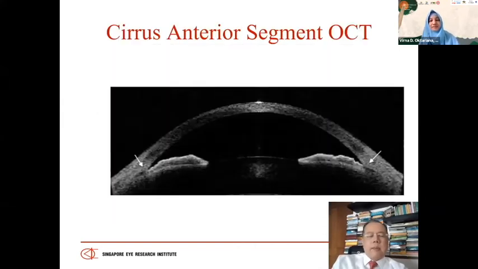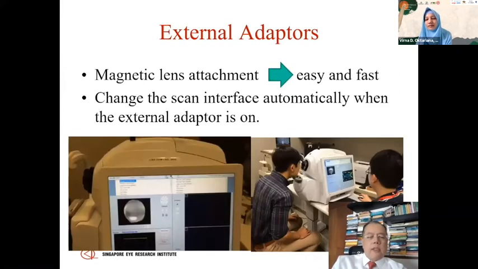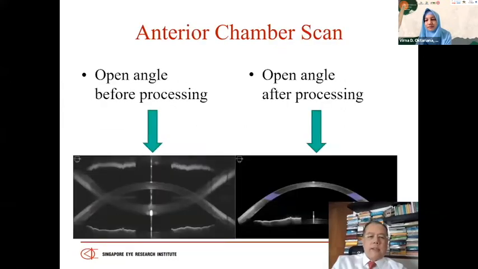The current main spectral domain OCT device is the Cirrus anterior segment OCT. And here's an example of a Cirrus image. This is obtained by putting an adapter lens on the Cirrus machine, which is used to image the posterior chamber. And here you can see an adapter, which will then convert the OCT from a retinal imaging device to an anterior segment imaging device.